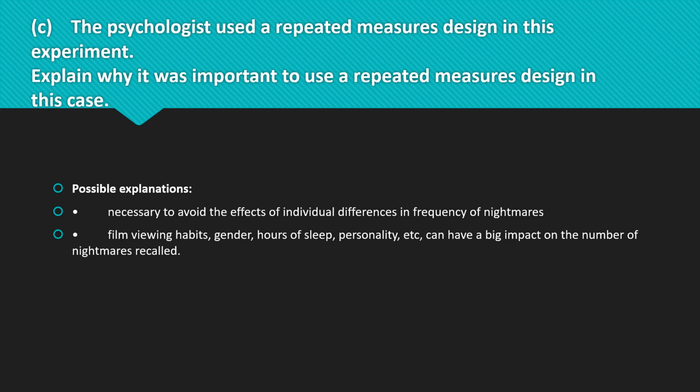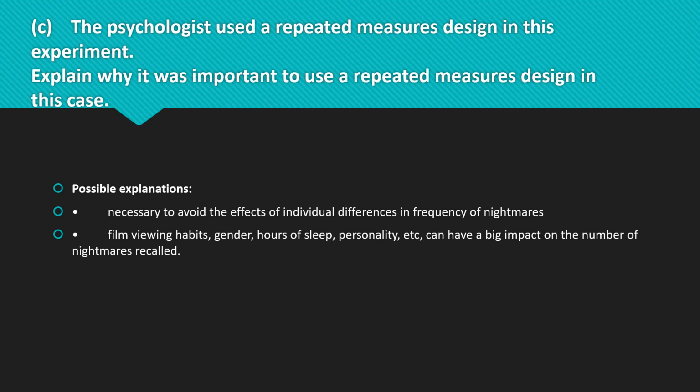Question C then is the psychologist used a repeated measures design in this experiment. Explain why it was important to use repeated measures design in this case. Now the possible explanation is essentially to avoid the individual differences in the frequency of nightmares. Some people might have more nightmares than others, and it might so happen that they are all in the horror section. So repeated measures sort of eliminates those individual differences.